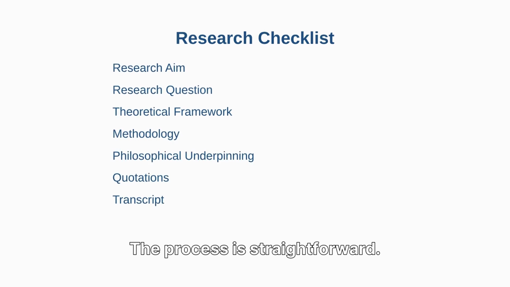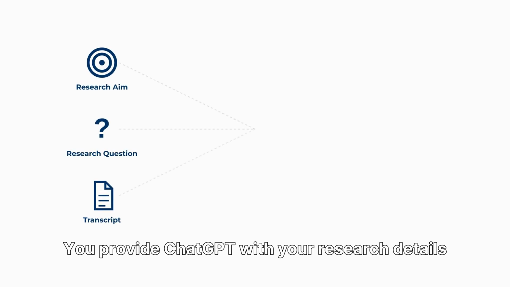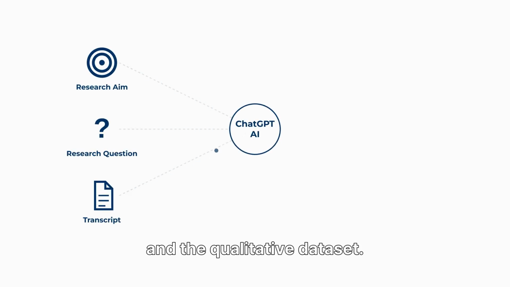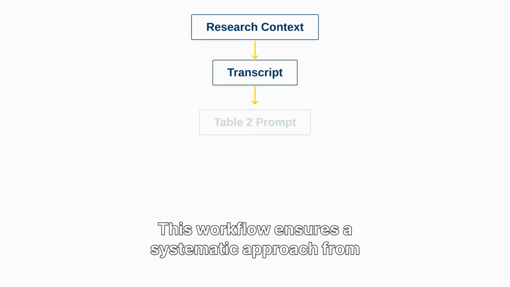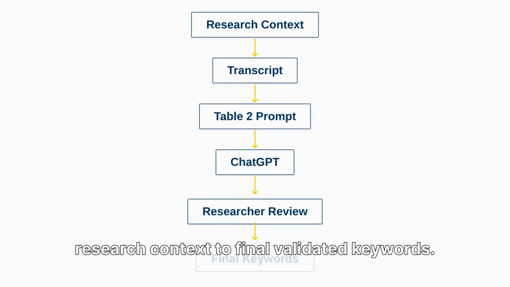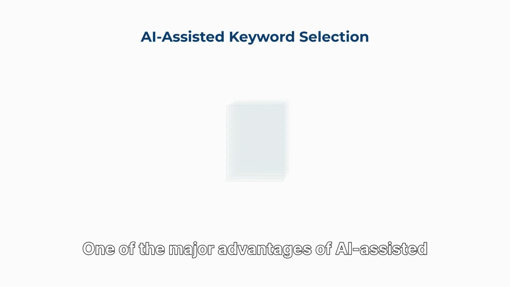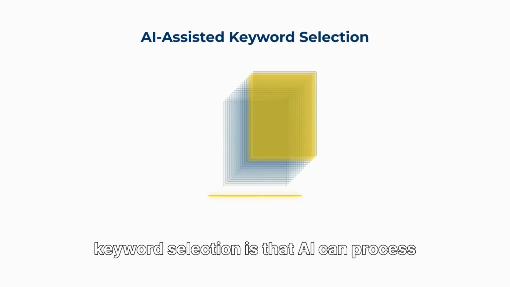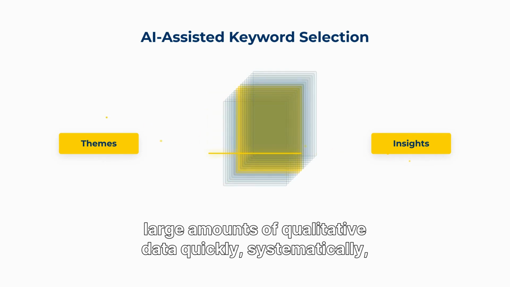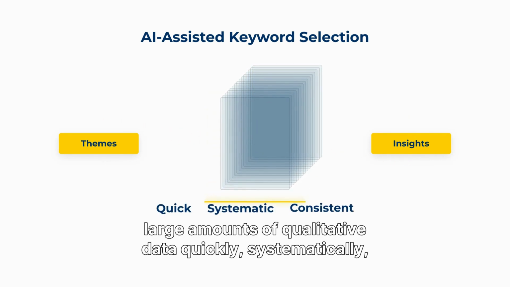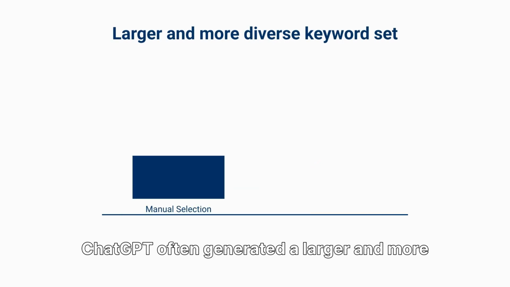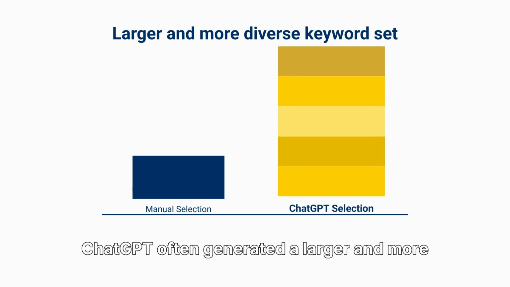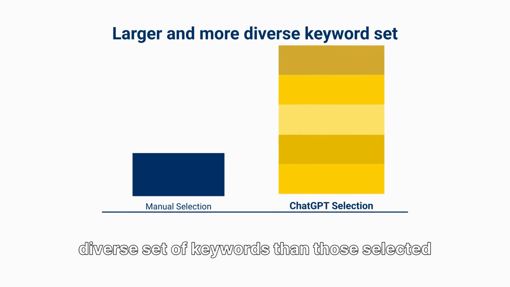The process is straightforward. You provide ChatGPT with your research details and the qualitative dataset. You then ask ChatGPT to identify keywords using the 6 R's framework. This workflow ensures a systematic approach from research context to final validated keywords. One of the major advantages of AI-assisted keyword selection is that AI can process large amounts of qualitative data quickly, systematically, and consistently. In our 2025 study, we found that ChatGPT often generated a larger and more diverse set of keywords than those selected manually.